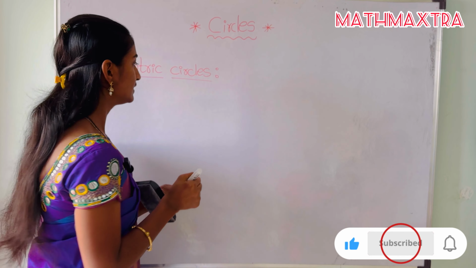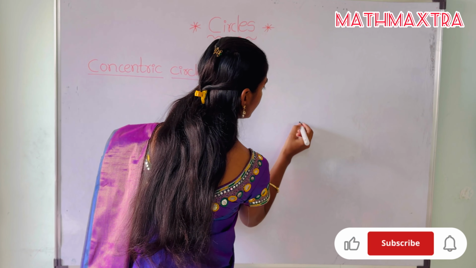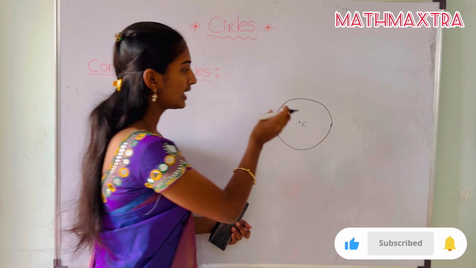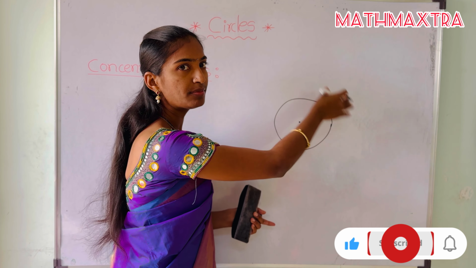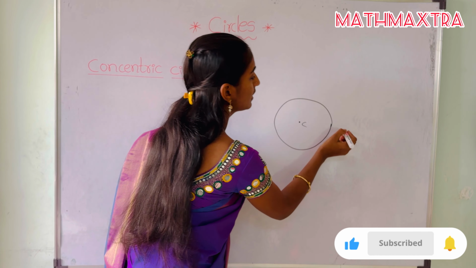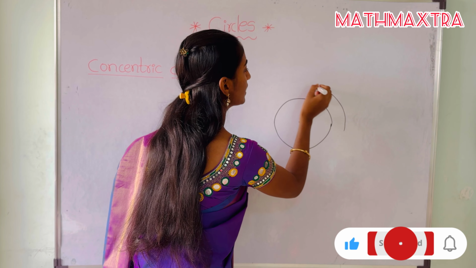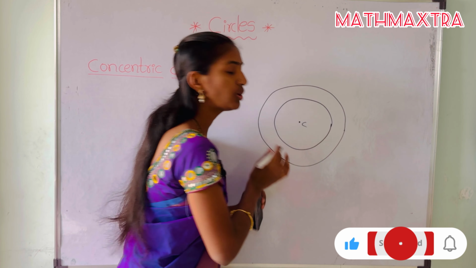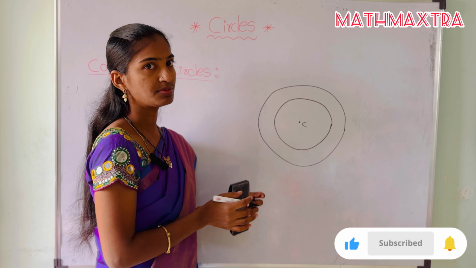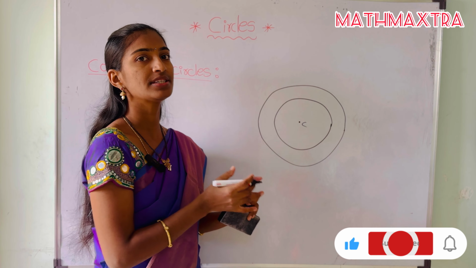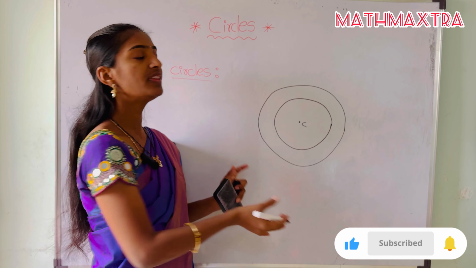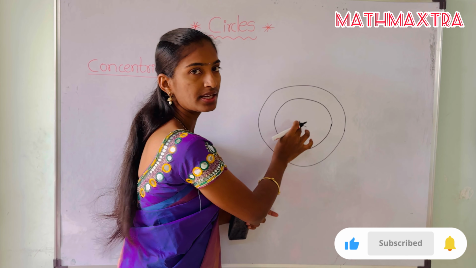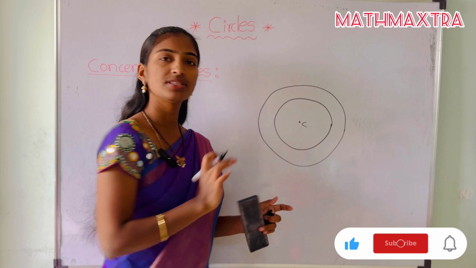See, if this is a circle with center C, with the same center, if I draw one more circle, this we call concentric circles. Two or more circles are said to be concentric if they have the same center. For this circle this is the center, and for this circle also this is the center.